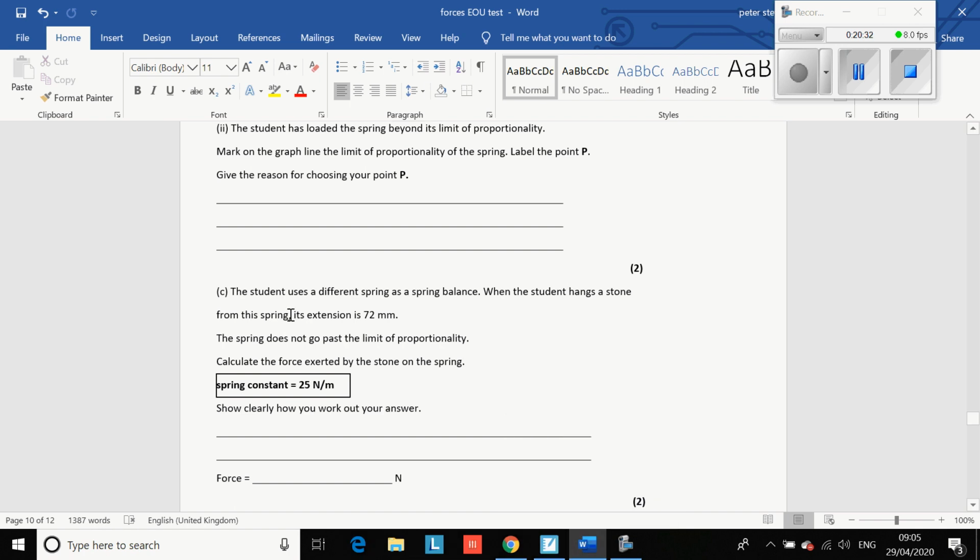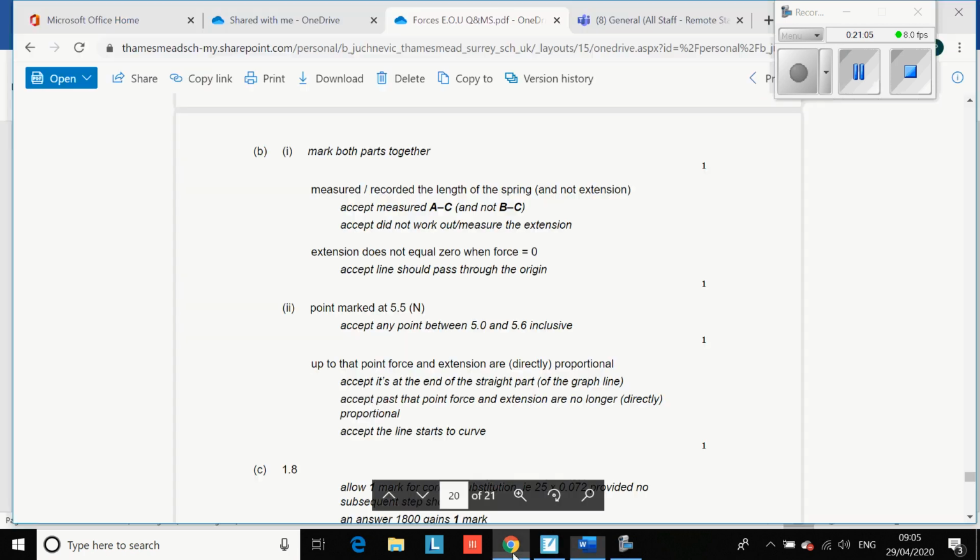Okay, on to the next question. Question C. The student uses a different spring as a spring balance. When the student hangs a stone from the spring, its extension is 72 millimeters. The spring does not go past the limit of proportionality. Calculate the force exerted by the stone on the spring. Now, you need to remember that spring constant times extension equals force. You've got an extension, 72 millimeters. You've got a spring constant. Now, you'll need to convert 72 millimeters into meters. So let's look at the answer.